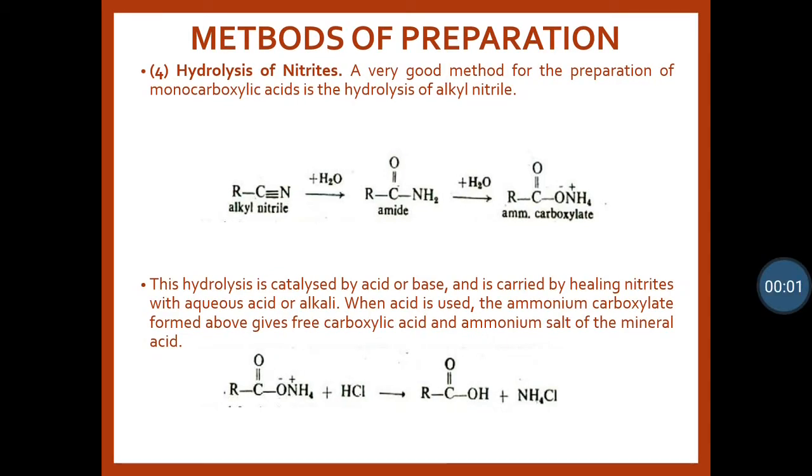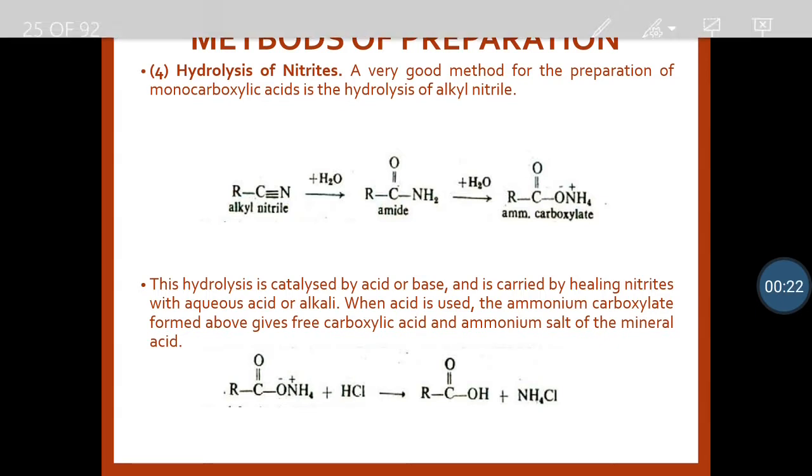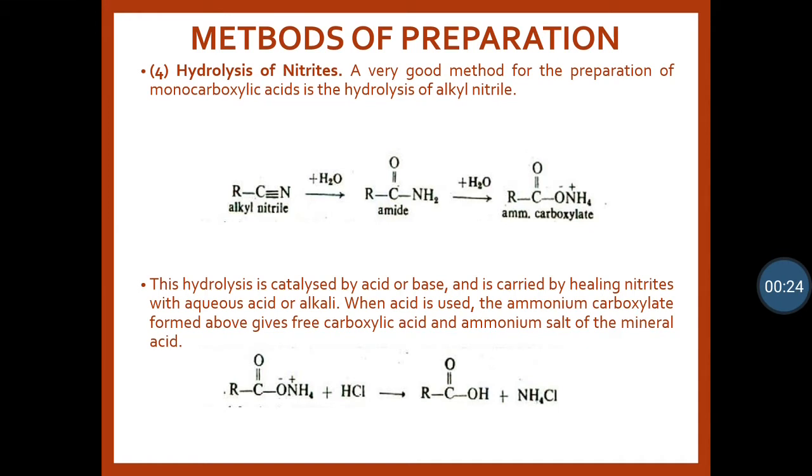In this video, we start with the remaining part of the methods of preparation, that is hydrolysis of nitriles. In case of hydrolysis of nitrile, we have already seen the reaction parameter, that is hydrolysis of the alkyl nitrile and amide. It will give the ammonium carboxylate. So a very good method for the preparation of monocarboxylic acid is the hydrolysis of nitrile.